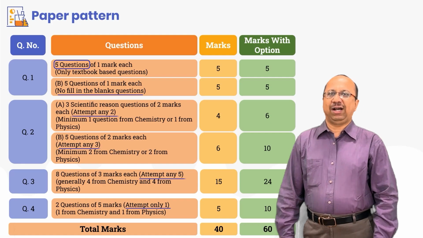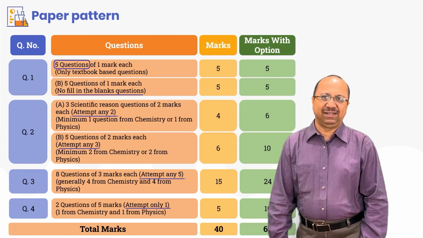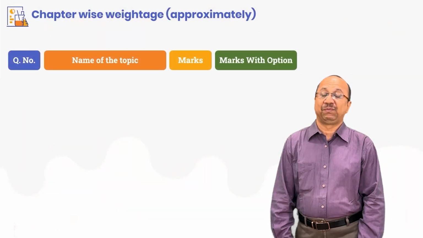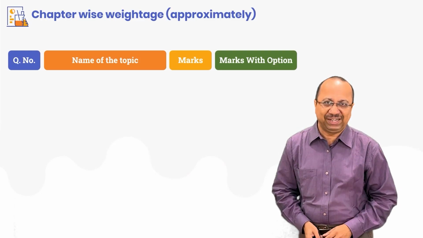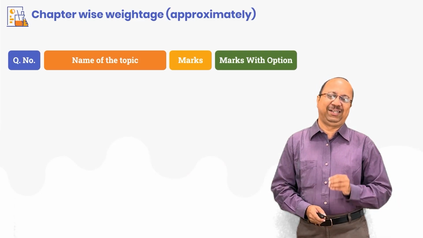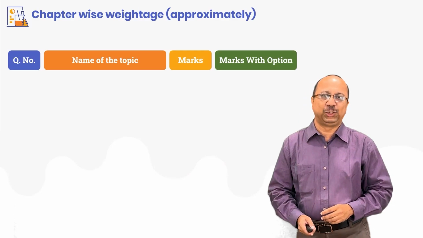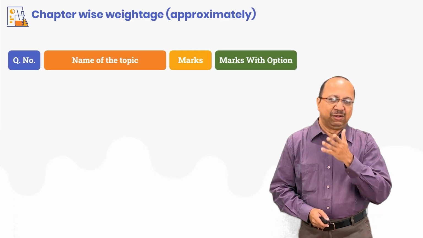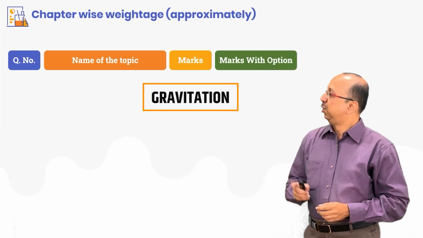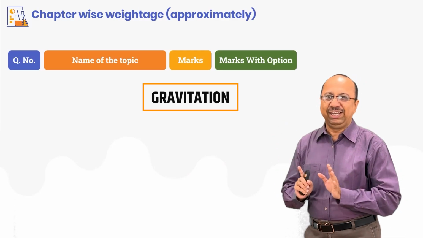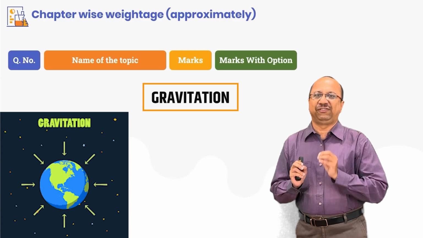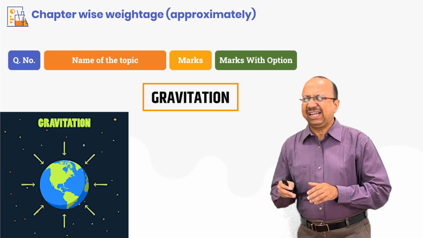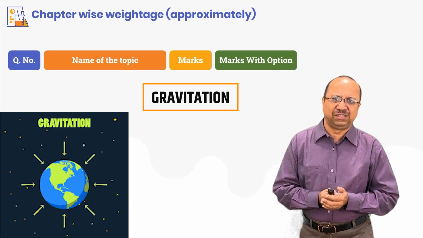The moment you have the idea about the paper pattern, let us see the chapter-wise weightage. Now, when I say chapter-wise weightage, it is obviously an approximate weightage. Not necessarily it should have that much weightage only. Like for example, when I talk about gravitation, it is of 3 marks, but it is not necessary that they will ask only 3 marks. They can ask even a 5 mark question, children.